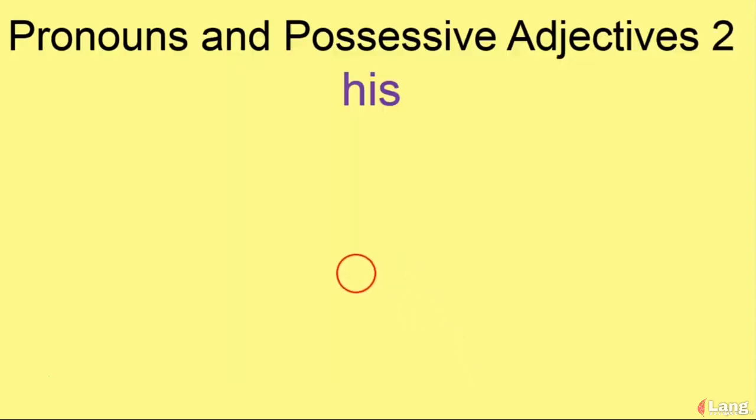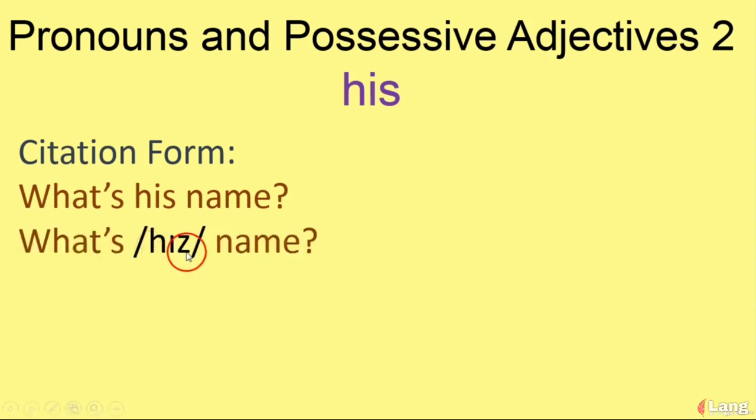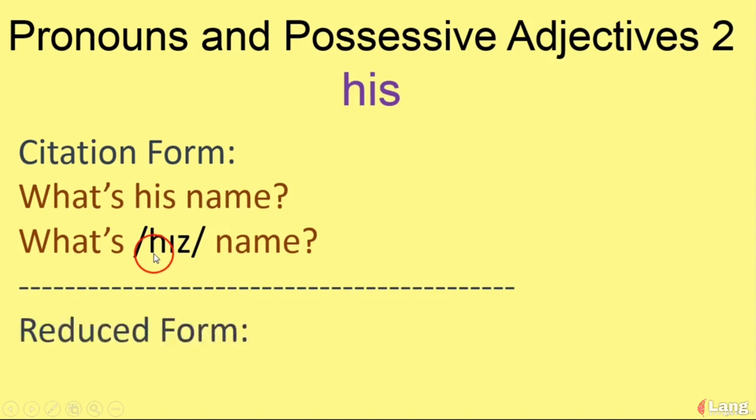Okay, now let's look at the word his. What's his name? Repeat. What's his name? In IPA format, it looks like this. However, in reduced form, we don't pronounce the H. We just say is. When that's combined with what's, we say, what's his name? Repeat. What's his name?